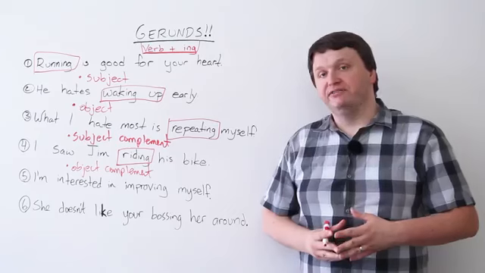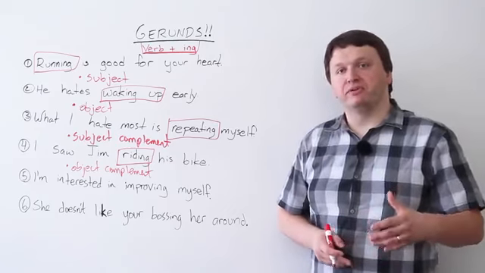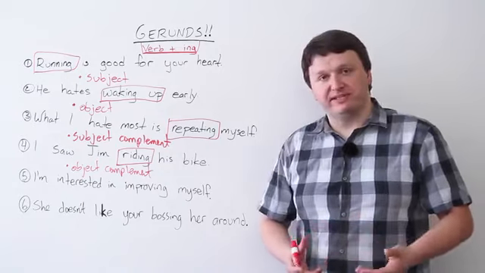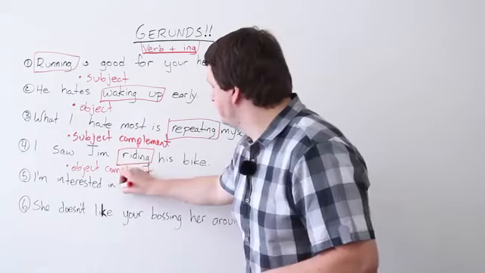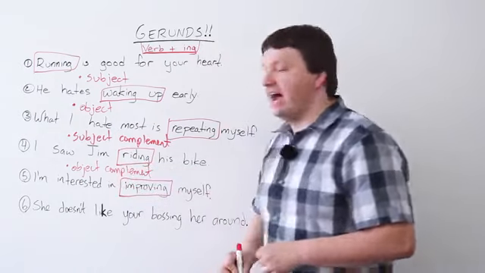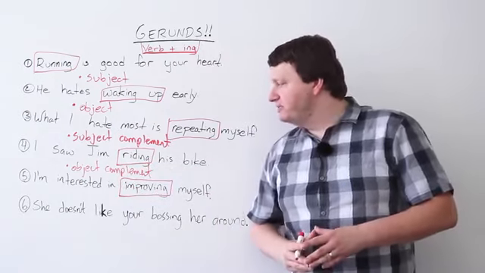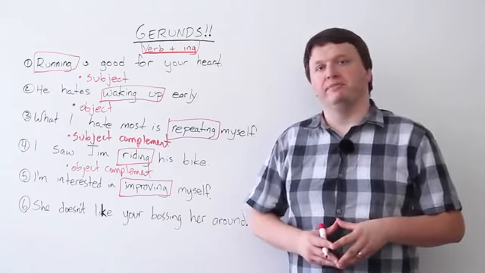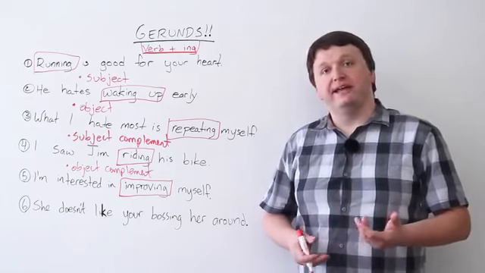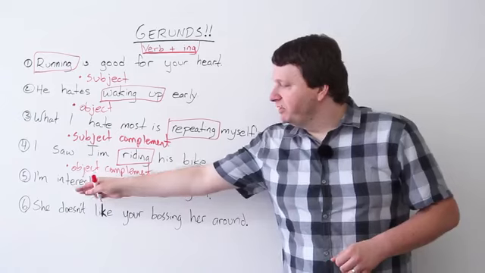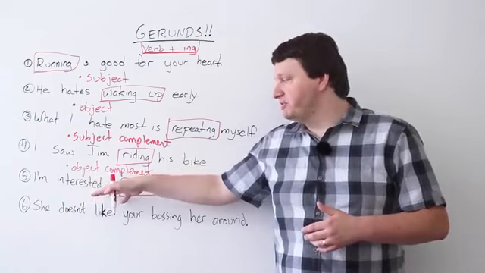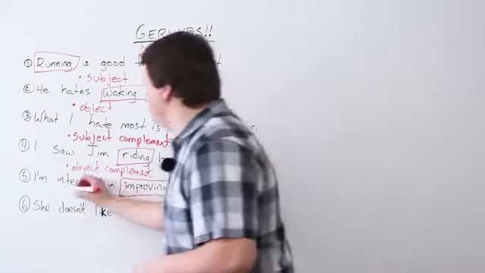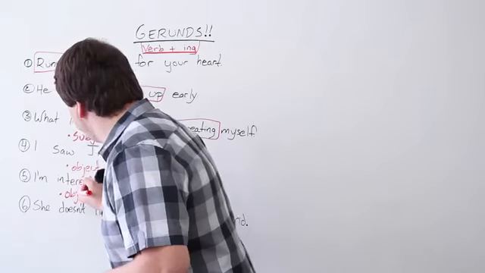And number 5, very, very common way to use gerunds and a very important rule, especially for intermediate and advanced speakers. I'm interested in improving myself, in getting better. So we have improving as the gerund. Now, why are we using the gerund? Why can't we say, I am interested in improve, or I am interested in to improve? Well, anytime you have a preposition, and normally we have lots and lots of adjective and preposition combinations, after the preposition, always use a gerund. So a gerund can be the object of a preposition.